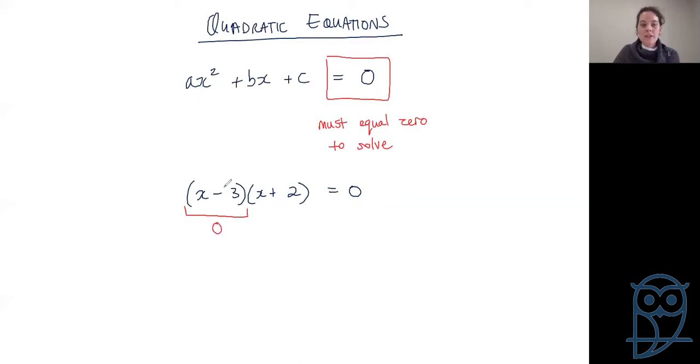If this equals 0, well, 0 times x plus 2 equals 0, so it is true. If this one was to equal 0 instead, we would have 0 times x minus 3, and that would equal 0, because anything times 0 equals 0. And that is the basis of our understanding. That is why we then say that if x minus 3 equals 0, x equals 3, or if x plus 2 equals 0, then x equals minus 2.